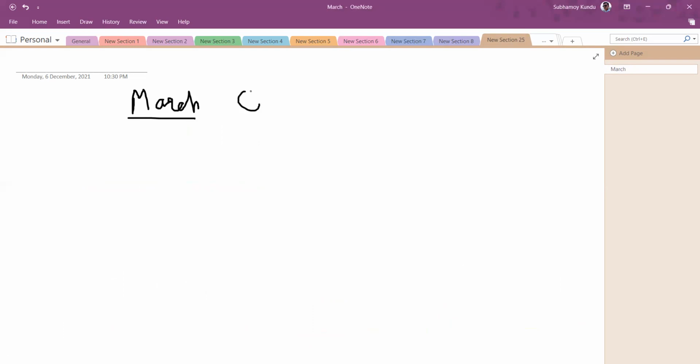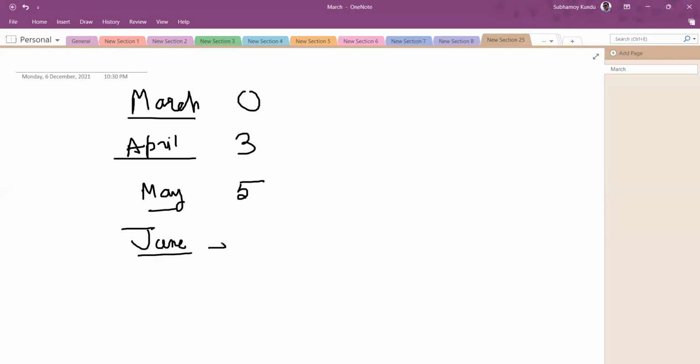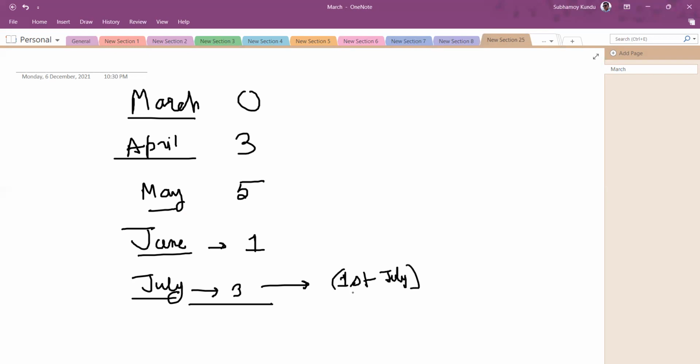So if we make a list like this, in relationship to March, March is 0. For April, we have to add 3 days, like we said. For May, we have to add 5 days. For June, we have to add 1 day. For July, we have to add 3 days. This says nothing but 1st of July is congruent modulo 1st of March plus 3 mod 7. Obviously.